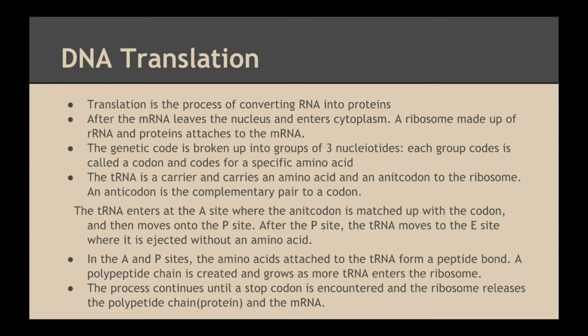The carboxyl group of one amino acid reacts to the amino group of the other amino acid and forms a peptide bond. After the peptide bond is formed and the amino acid is added to the polypeptide chain, the tRNA then moves to the E site, where it is ejected from the ribosome without the amino acid.